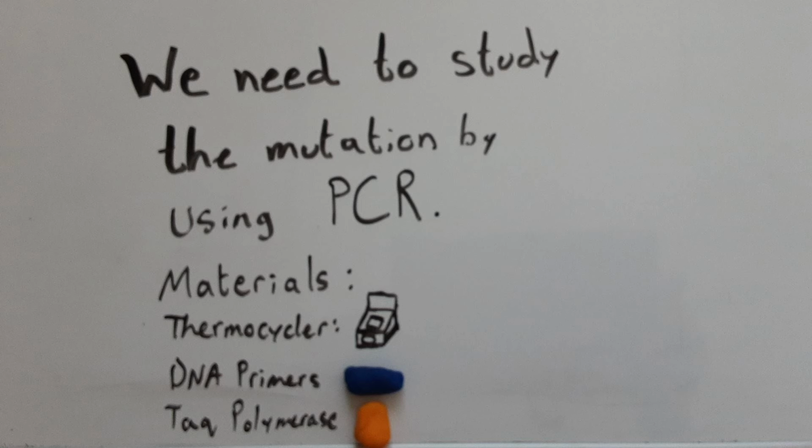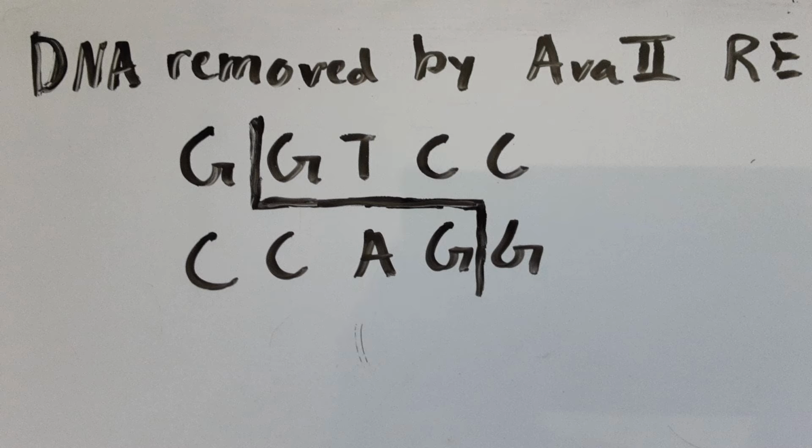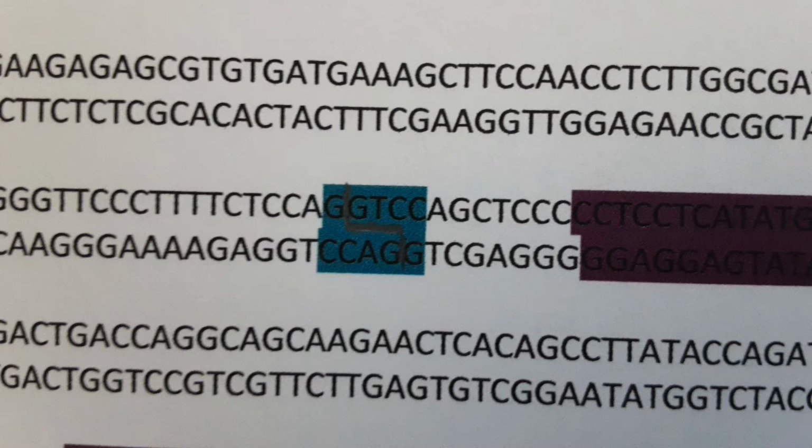First, we have to study the mutated sequence by PCR. We can get the original human DNA sequence using the AVA2 restriction enzyme, which can cut at two places, shown here.